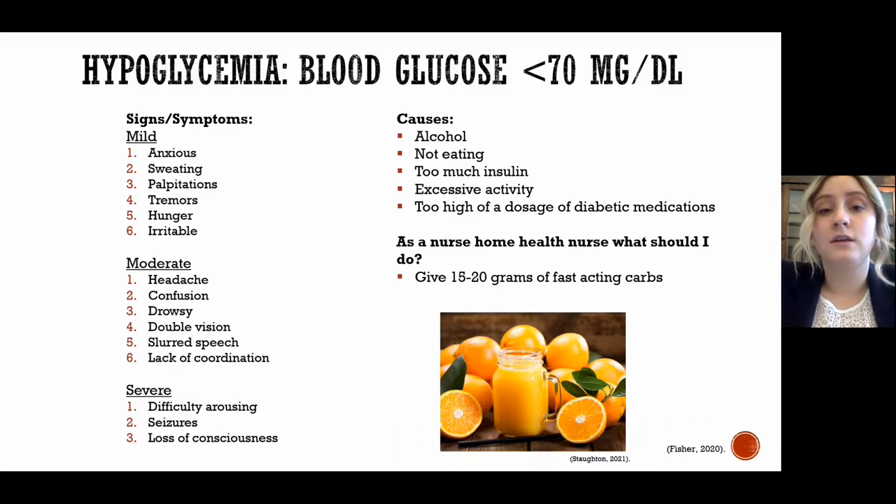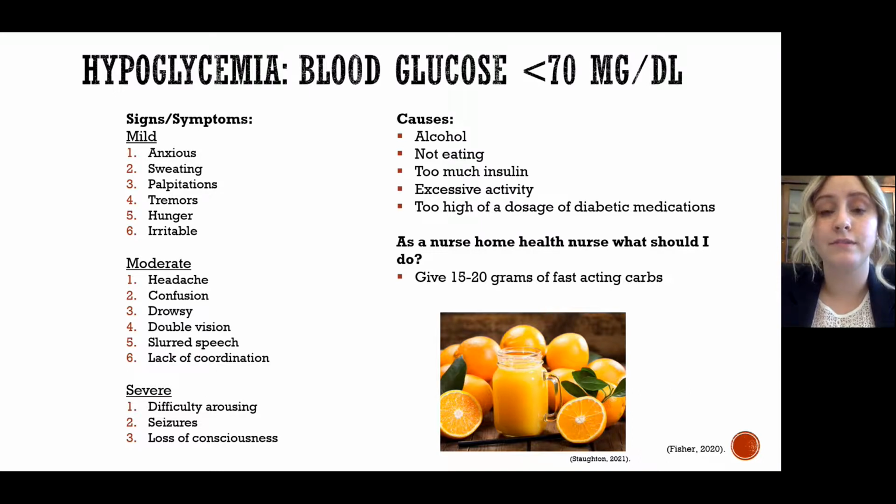Some of the causes of hypoglycemia in some of our patients that we will see at home are drinking alcohol or chronic alcoholism, not eating, taking too much insulin, exercising excessively, or taking too high of a dose of a diabetic medication. As a home health nurse, what should we do if this situation arises?